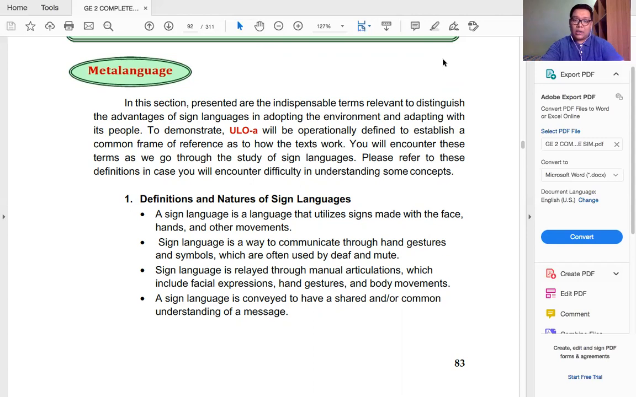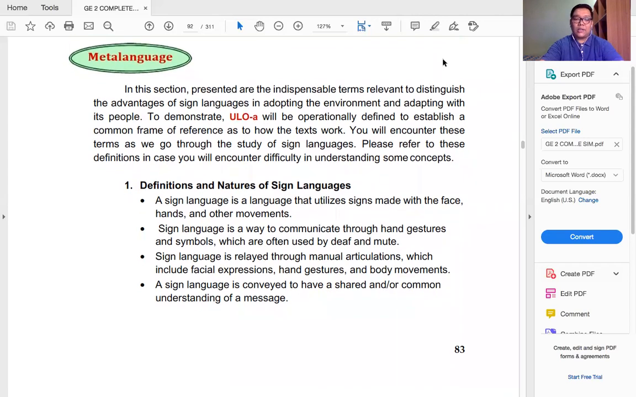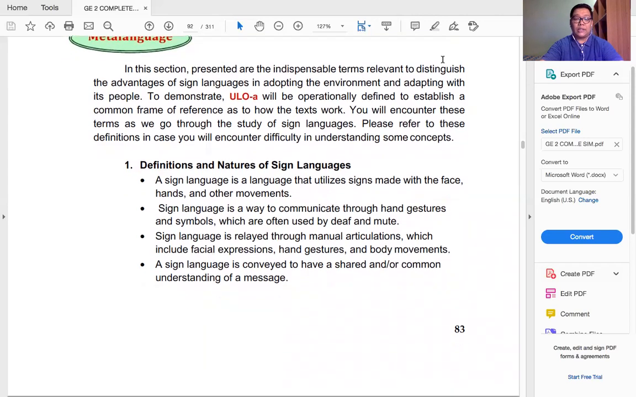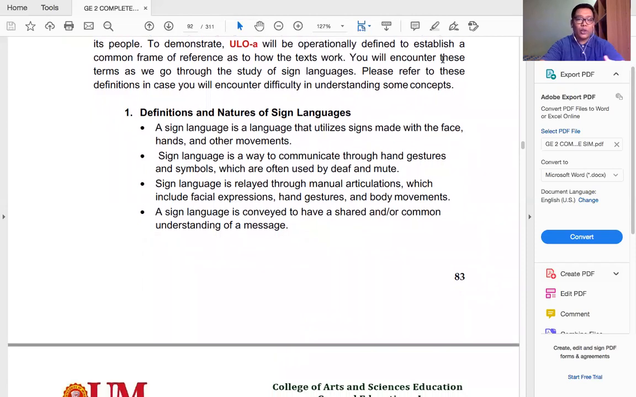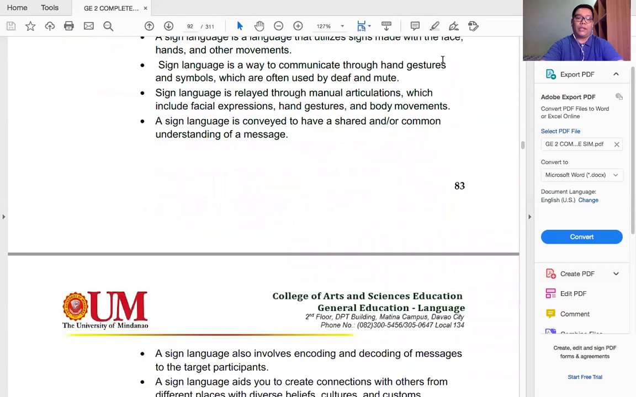Sign language in this context could also mean the use of facial expressions, hand gestures, and other body movements, which will allow you to relay the message or channel information towards an individual or members within a speech community. A sign language is conveyed to have a shared and or common understanding of a message. Well, this is basically true when you use it within your own speech community. You have certain symbols, hand signals, body gestures, which signify something specific only for your speech community.